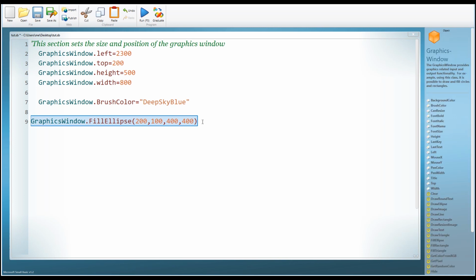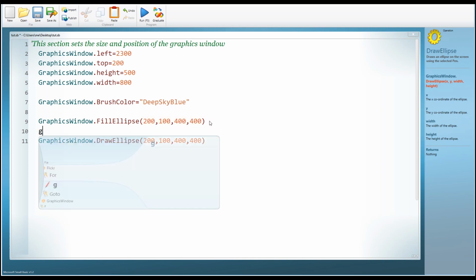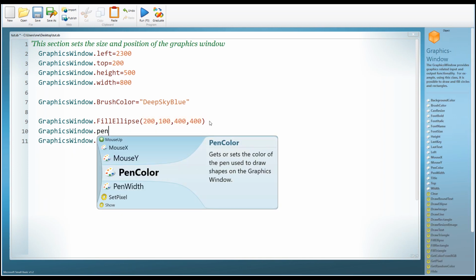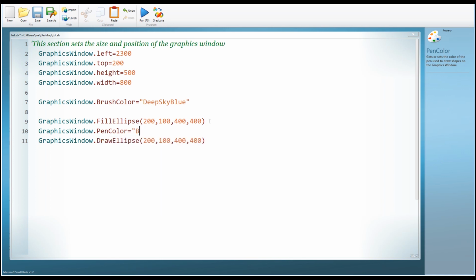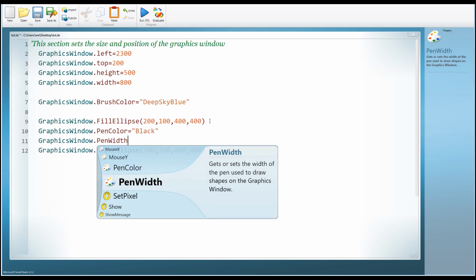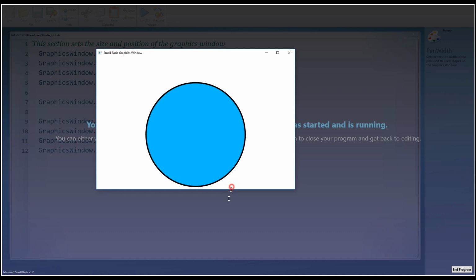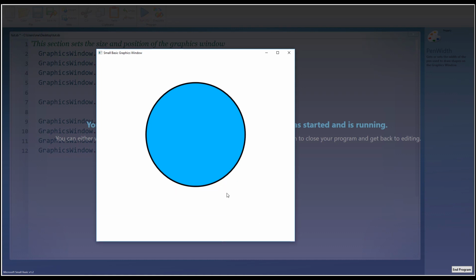Of course, if you wanted to have an outline around that, then rather than fill ellipse, you'd have draw ellipse. But the coordinates would be exactly the same. I can just bring up the graphics window .pen color. Remember that pen color is the color of the outline around the outside. And while we're at it, we'll also change the pen width as well. Put that to about 3. Let's change that to about 5 for this one. So that you can see now we've got a blue circle with a black outline around it.